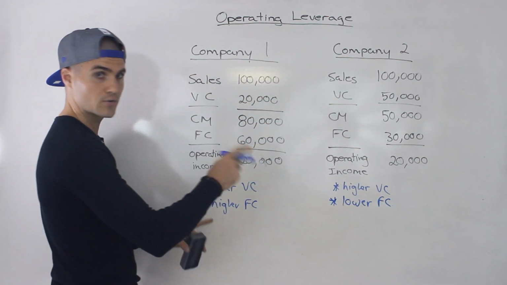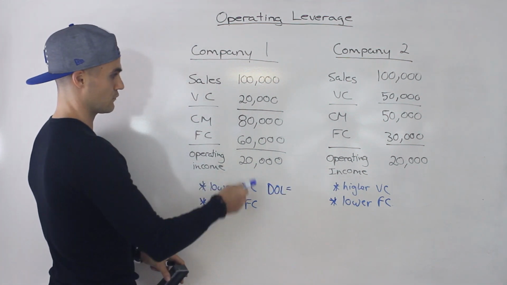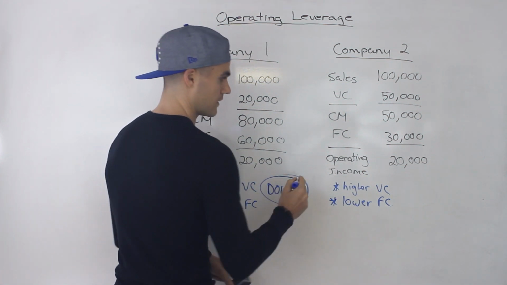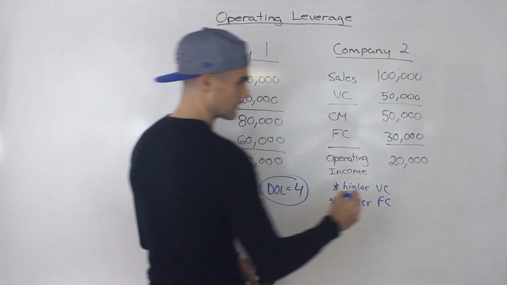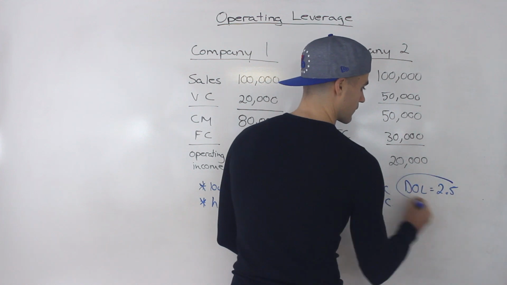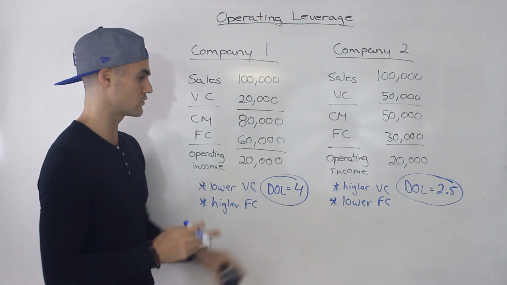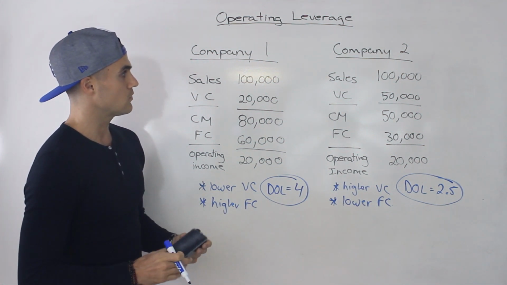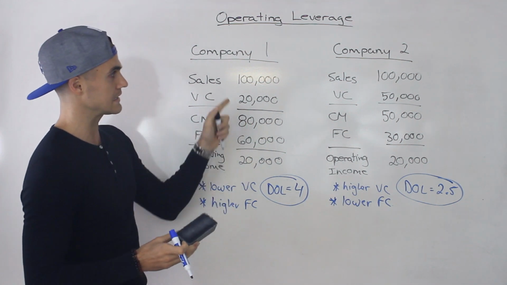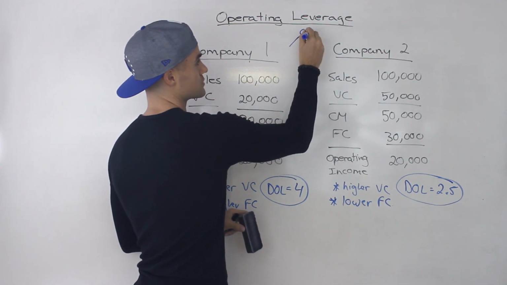And so notice that the degree of operating leverage for both of these companies is going to be different. So for this company, it's going to be the contribution margin over the operating income, which is 4. While this company, 50,000 over 20,000, means the degree of operating leverage is going to be 2.5. Right? And that makes sense. Higher fixed costs, higher degree of operating leverage. We mentioned that before. Now, the difference with what's going on inside of these companies is, let's say that both of these companies, they are car manufacturers.